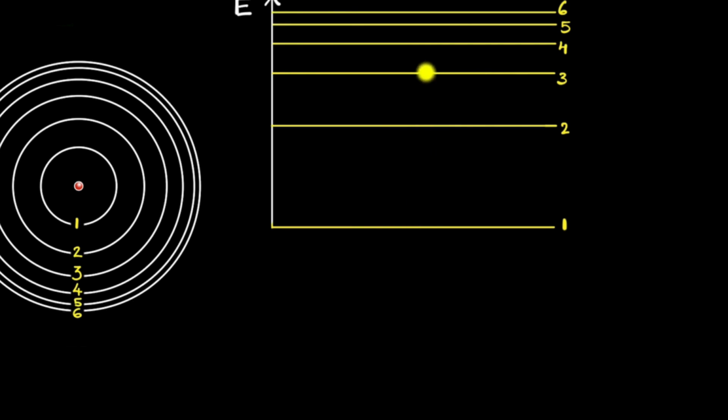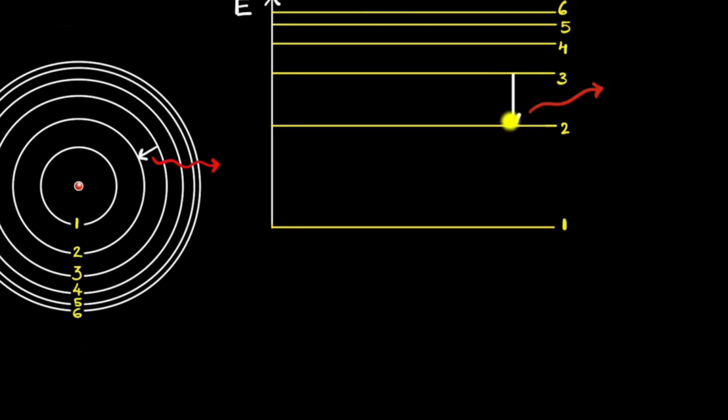So it's possible that it can jump directly from 3 to 1, or it is possible that it can jump from 3 to 2 and then 2 to 1. Anything is possible, okay? And when it jumps from a higher level to a lower level, the electron has lost some energy. Where does the energy go? Energy must go somewhere, energy conservation. That energy goes out as a photon of light. So for example, if the electron jumps from level 3 to level 2, it releases a photon of light. And that photon will have the same energy as the difference between these two energies.